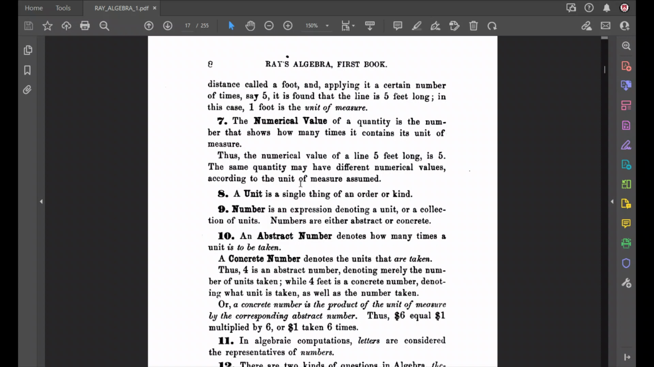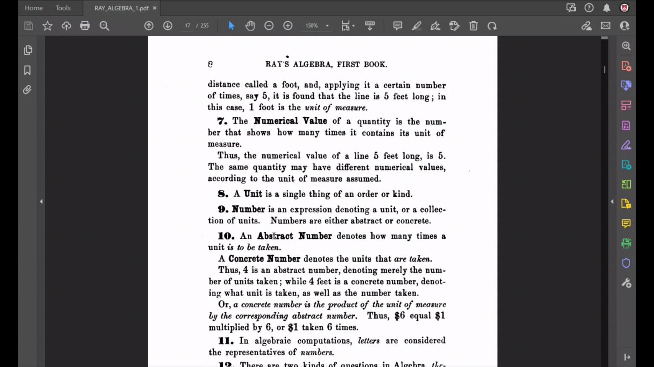If I say the tree is 30 feet tall and I have this number, 30 feet, is that abstract or concrete? Concrete. All right, so if we include the unit, we have a concrete number. If there's no unit and we just refer to the value, the number itself, that's an abstract number.